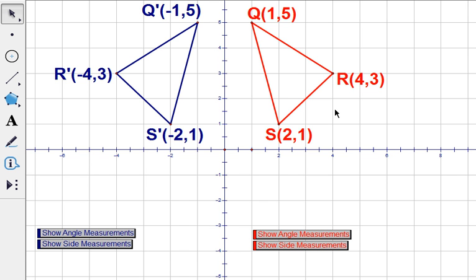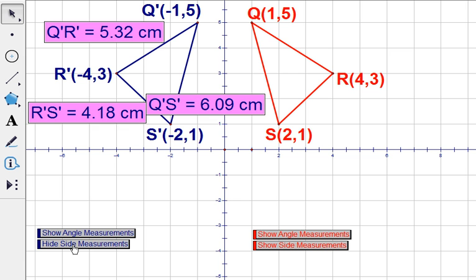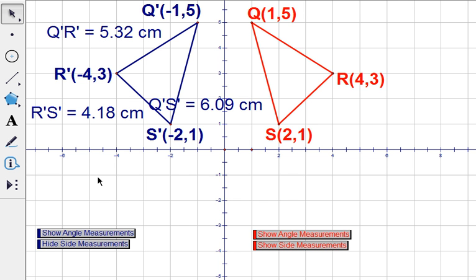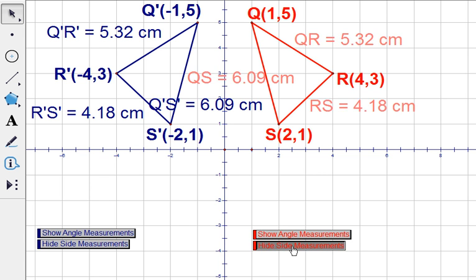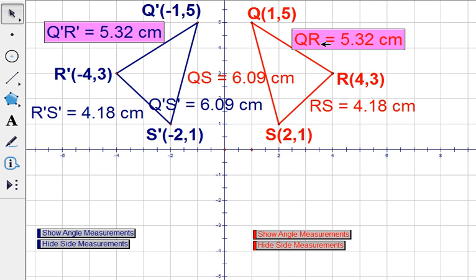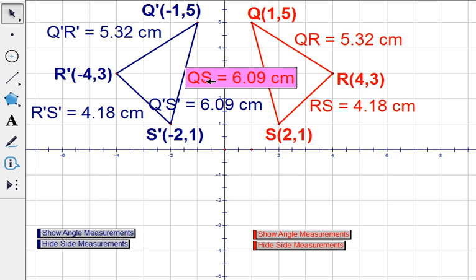Not that I couldn't have done it by hand, but there are all the side lengths of my image triangle Q prime, R prime, and S prime. Then I also have all the side lengths of triangle QRS. Now when I look at this, I notice that, yep, those 2 sides are equal in length, they're congruent. These 2 sides are equal in length, therefore those sides are congruent. And these 2 sides are equal in length, therefore those sides are congruent.